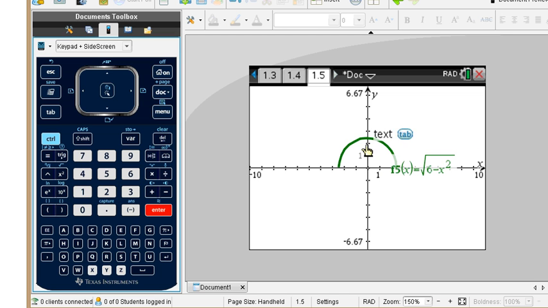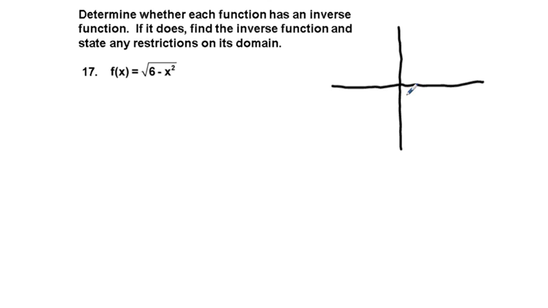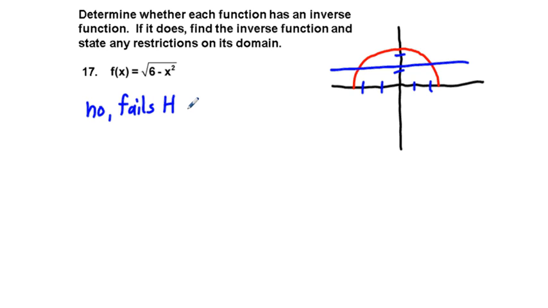It's a semicircle with a radius of square root of 6. So, get back here. So square root of 6, like this. So it's going to come like this. Not the greatest looking semicircle. But we should be able to see that this thing is not going to pass the horizontal line test. So here we go. We say, like many of these others, no, fails horizontal line test.